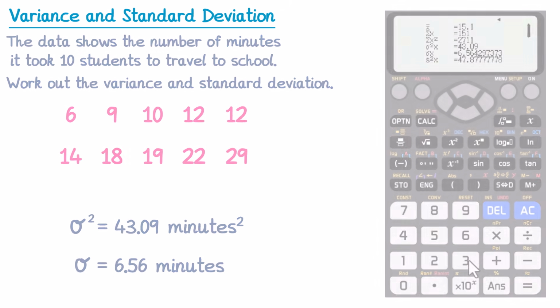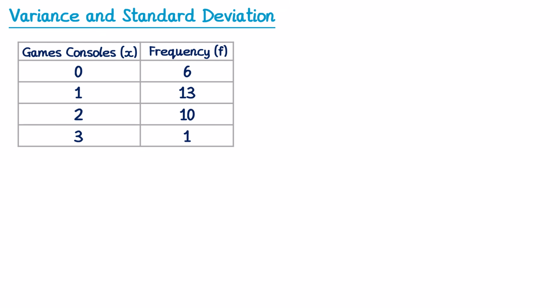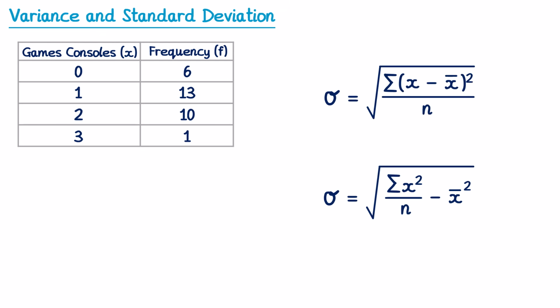Next, we're going to look at how you calculate the variance and standard deviation for data that's in a table. To do this, we'll need to make some changes to the formulas. In the first formula, when we're working out (x minus x bar) all squared, for any of the given x values, we'll need to do this a number of times equal to the frequency associated with that x value. So for instance, if the x value is 0 games consoles, we'll need to do (x minus x bar) all squared 6 times.